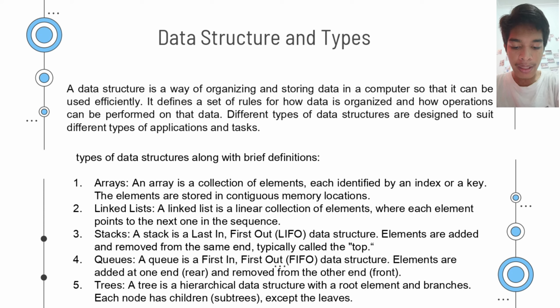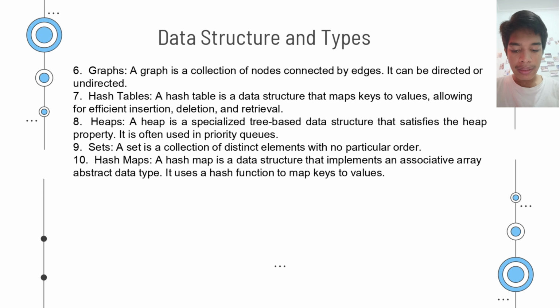Queue. A queue is a first in, first out data structure where elements are added at one end and removed from the other end. Tree. A tree is a hierarchical data structure with a root element and branches, with children as subtrees. Graph. A graph is a collection of nodes connected by edges. It can be directed or undirected.